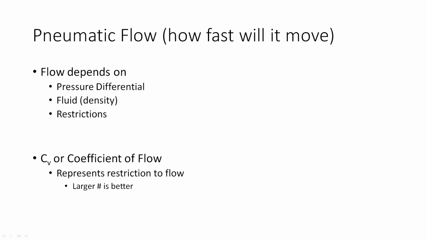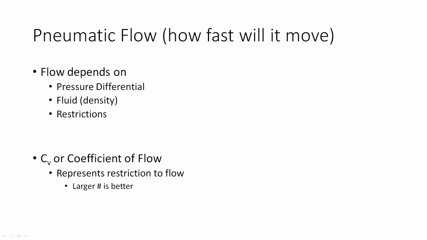Now, I'm going to put the caveat in here that I'm assuming this is adiabatic. It is not. Adiabatic just means there's no heat transfer in the system. There's actually a little heat transfer. You can see that because the compressor gets hot when you use it, and then when the air expands, it gets cool. But for this discussion and for our level of engineering, we don't need to consider that very much. So we're just going to look at the flow depending pretty much on the pressure differential between the input and the output side of the actuator, the fluid density, and then any restrictions in the line.